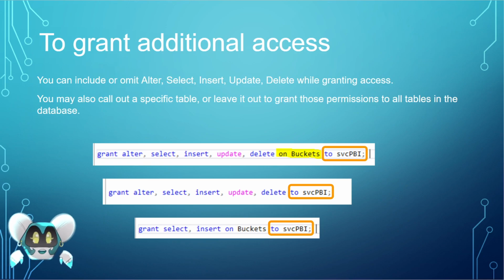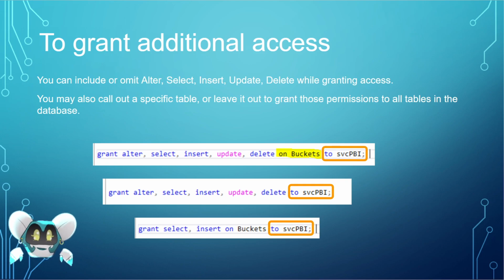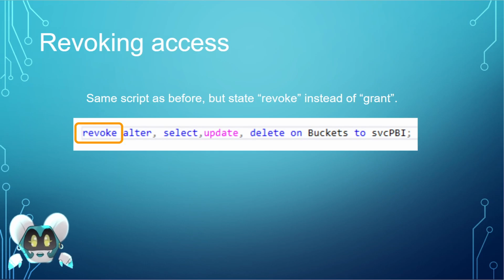So here are a few different ways that you can grant access and what you can grant. You can grant alter, select, insert, update, delete. You can grant it on specific tables. You can grant it on schemas, or if you want to grant it for all of the objects, then you can just leave that off. You can just say grant, etc. to the Surface account name. Likewise, if you want to remove that access, it's the same script, but replace grant with revoke.